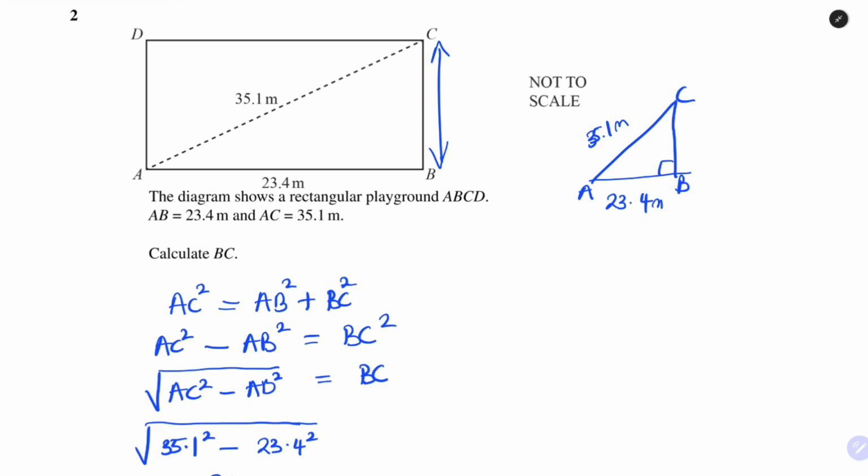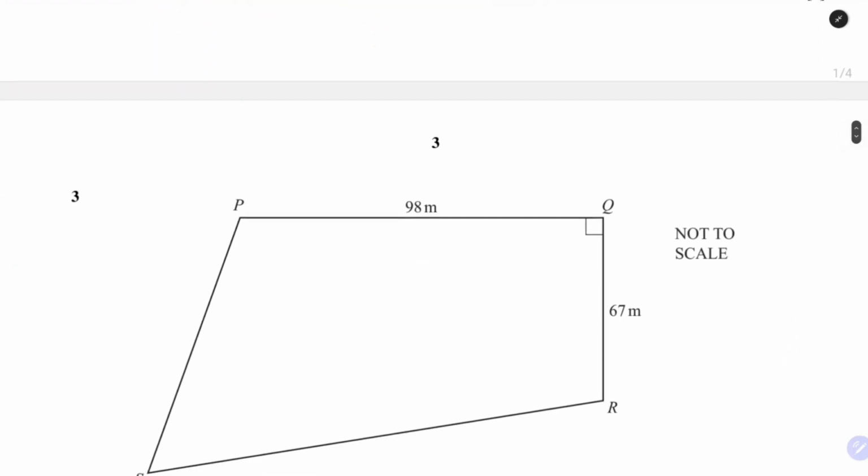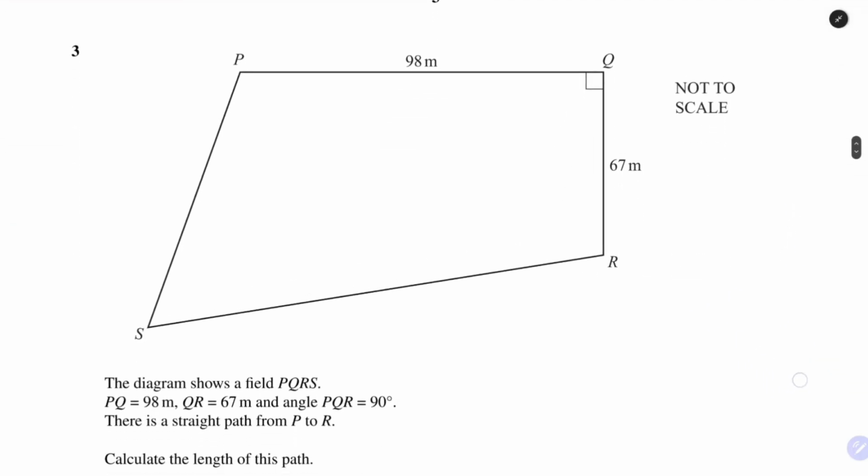Again, our answer is supposed to be provided to three significant figures. So our final answer here is going to be 26.2 meters. It's just a coincidence that both answers are the same. Please note that we're not looking for the exact same side or the exact same length in any of these two triangles. Let's speed ahead to question number 3.